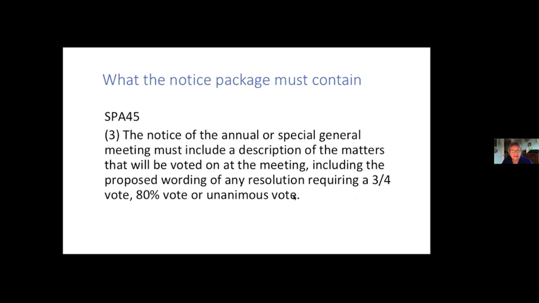So other things that need to be in your notice package: if there's anything that has a 3/4 vote requirement, an 80% vote requirement, or a unanimous vote requirement, there's not many things that have a unanimous vote. But if there's any of those things on your AGM notice, you need to have the exact wording of the motion. So it's best to have the exact wording of all your motions and not let them be worded from the floor, but definitely the 3/4 vote motions is the most common. Those need to have the wording on your package.